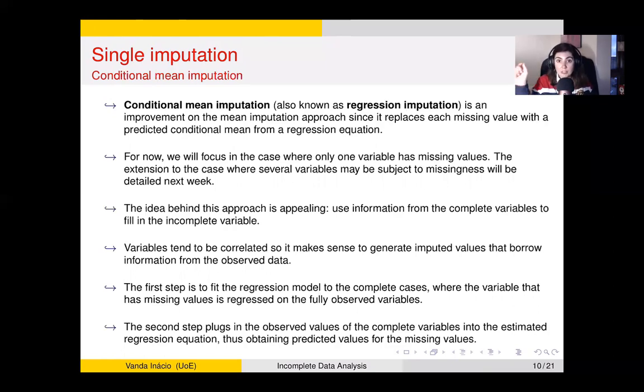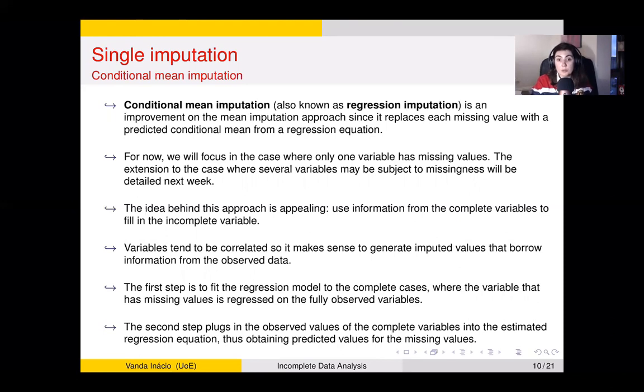But in conditional mean imputation, and that's why the method is called that, we use information from the other variables. And to fix ideas, we will be dealing with the situation where we have several variables, but only one variable has missing values. In the lectures of next week, we will see how to deal with the case where several variables might have missing values. But for now, we concentrate on the case where only one variable is allowed to have missing values. And the idea behind this method is quite interesting. We are using information from the complete variables to fill in the incomplete variable.